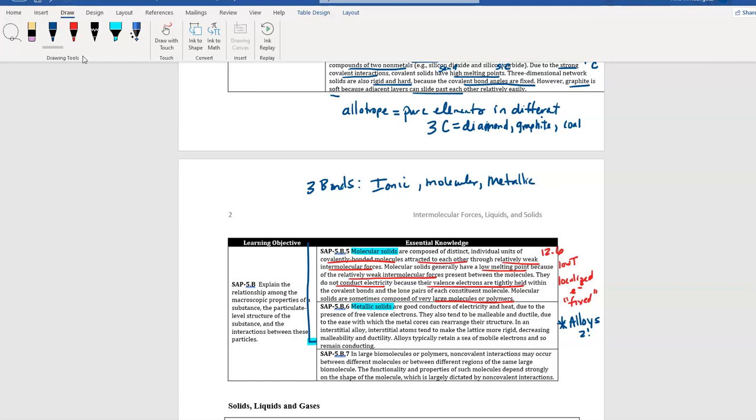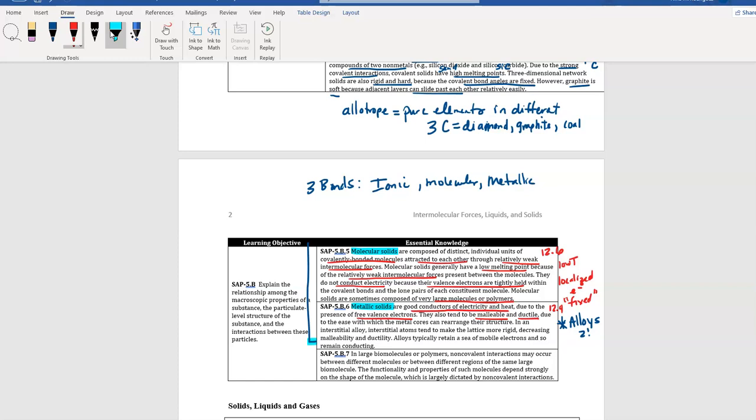So metallic solids, you will see these in chapter 12.4. Metallic solids are very good conductors of heat and electricity due to free valence electrons, also known as delocalized electrons. They're very bendable, malleable, and ductile, which means they can be drawn into wires, due to the ease at which the metal cores can rearrange their structures.